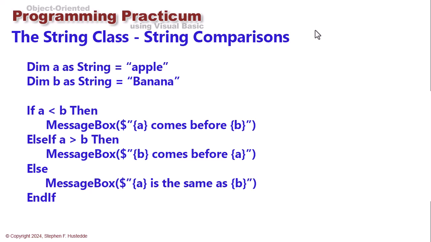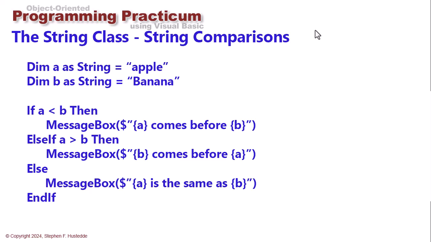It's not unusual in a program that we want to compare two strings. So I have two strings here, A and B. A is apple with a lowercase a, B is banana with an uppercase B. And I make that distinction because when comparing strings, it's not comparing the letters, it's comparing the ASCII values. And uppercase always comes before lowercase.